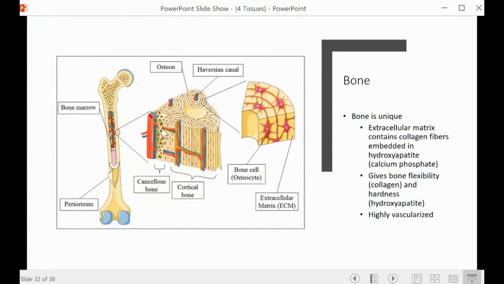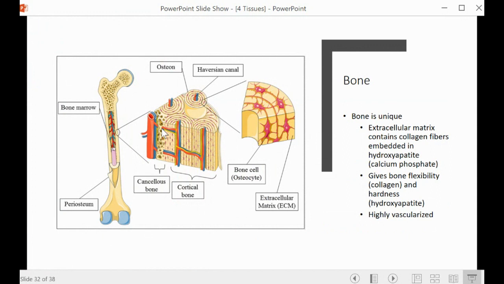This is bone. Bone, again, is a connective tissue. It is very unique in that the extracellular matrix contains these collagen fibers, and it's embedded within what's called hydroxyapatite. Everybody say hydroxyapatite. Oh, wait, you didn't say it. Okay, so hydroxyapatite is just a calcium phosphate, and it actually gives bones its hardness.